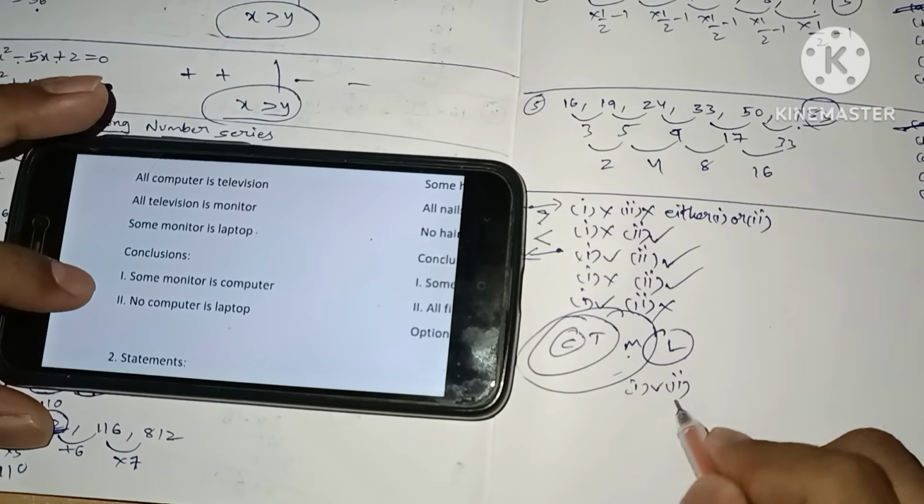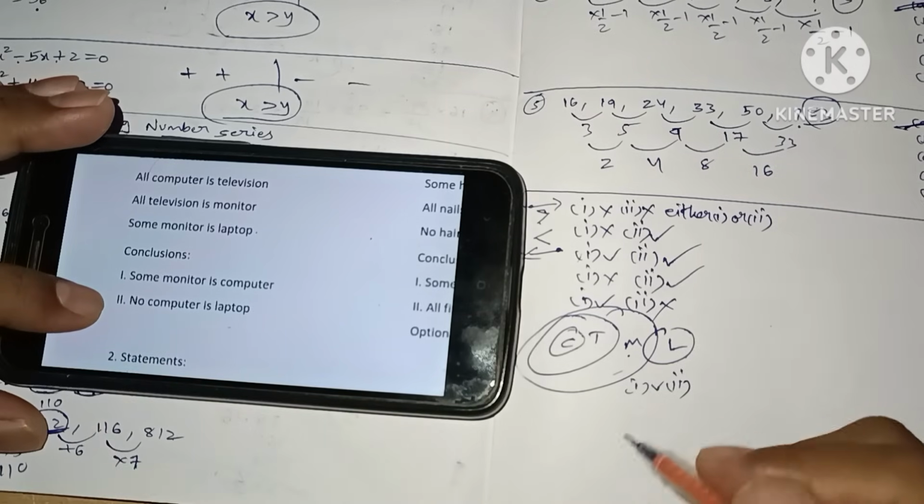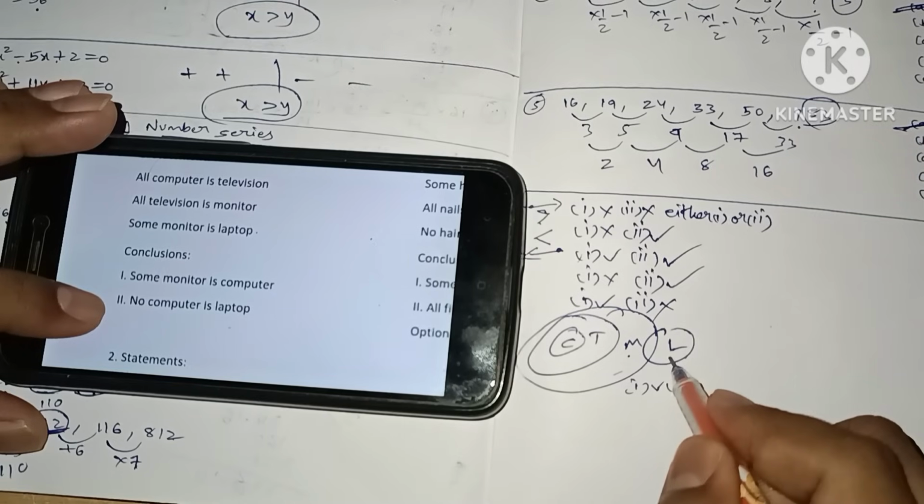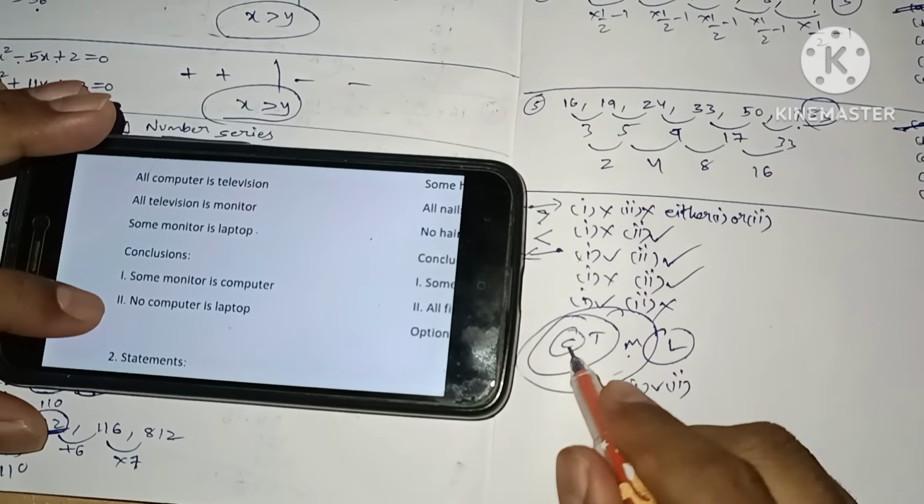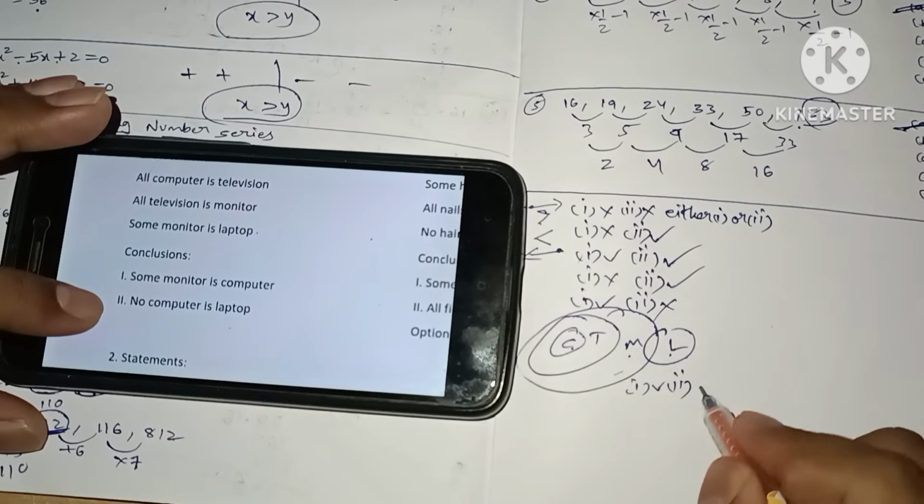Second conclusion. No computer is laptop. So we check whether some computer can be laptop or not. Some computer can share with laptop. We can make some part sharing between the computer and the laptop, which is possible. So if some case is possible, no case fails.